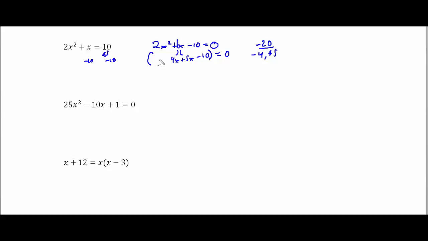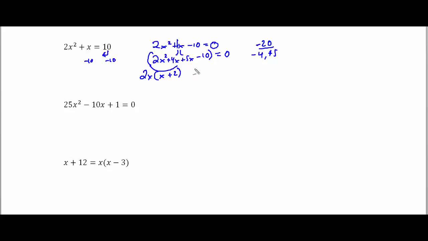The parentheses I'm putting around this are merely cosmetic. There's really no reason for them. But this is going to become a grouping problem where I'm going to take the first two terms and factor something out in common. In this case, it's going to be a 2x, and that's going to leave me with a x plus 2.